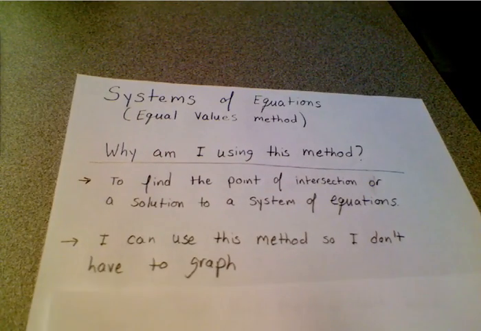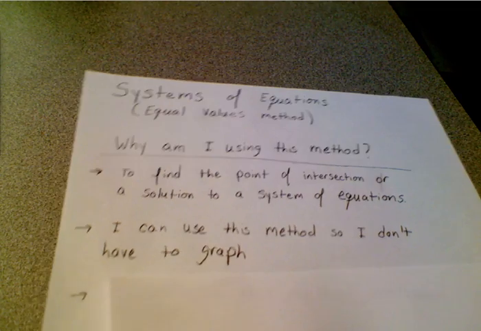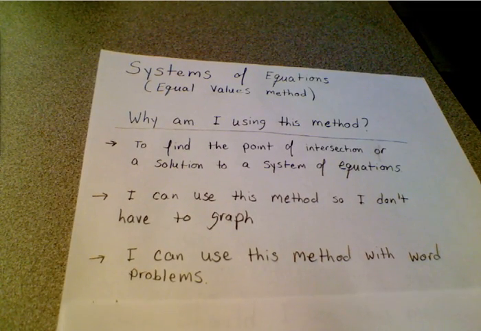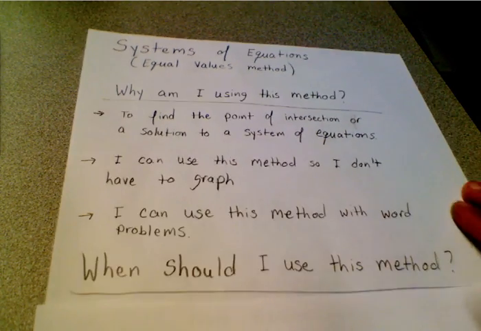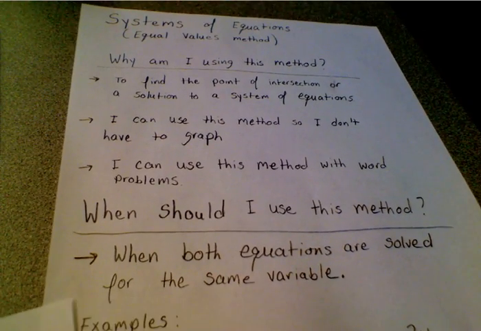Also, why you're going to use this method is you can use this method so you don't have to graph, all right? So you might say this statement to yourself, I can use this method so I don't have to graph. Also, you can use this method with word problems, if they're asking when people might be the same or when a situation might be the same, all right? And when should I use this method? When both equations are solved for the same variable.